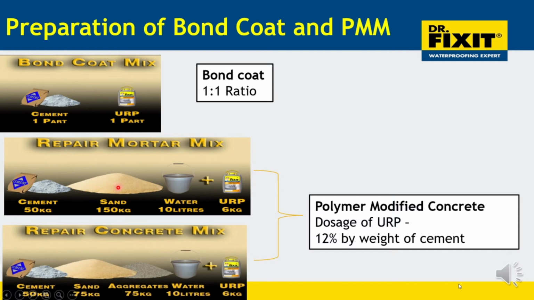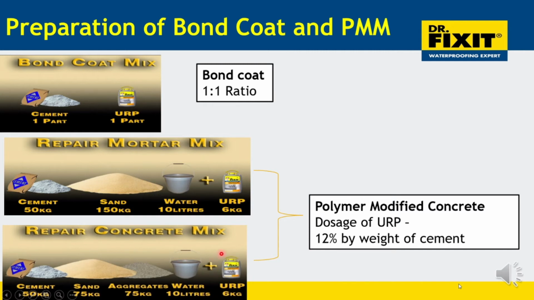So this is used for making PMM. Now we will come to the repair concrete mix. This is specially used for repairing slabs where there is damage, and making the PMM to repair those concrete slabs. For this you require 50 kg of cement, 75 kg of sand, 75 kg of aggregates, 10 liter water and 6 liter URP. So this is the mix and combination of repair concrete mix.